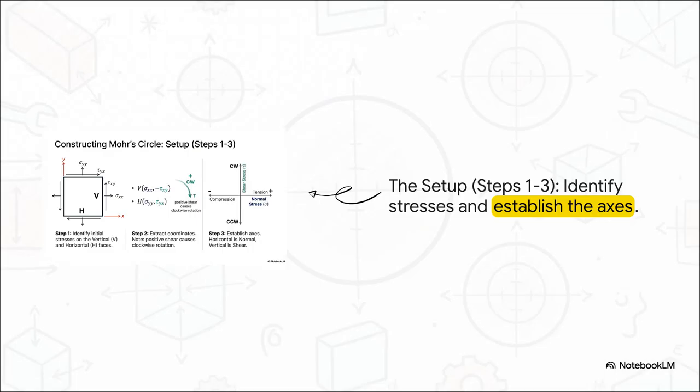All right, let's do the setup first. Steps 1 through 3. First up, you just identify the stresses on the vertical face, we'll call that point V, and the horizontal face, point H. Next, we use those stresses to create 2 coordinate points. Now here's a key detail you have to remember, the sign convention. For Mohr's circle, a shear stress that would cause a clockwise rotation is considered positive. Weird, I know, but that's the rule. Then we just draw our axes, normal stress on the horizontal, shear stress on the vertical.